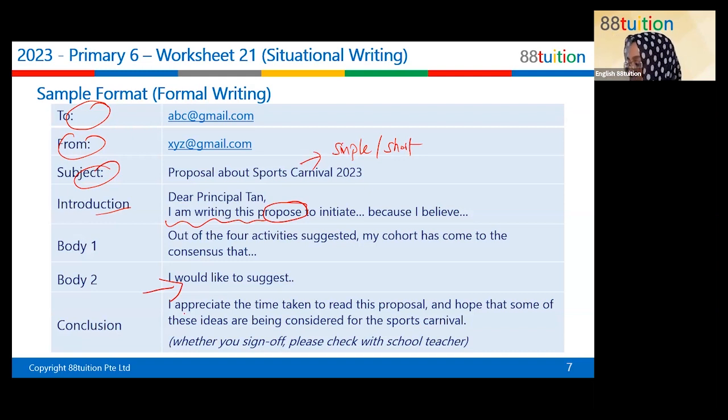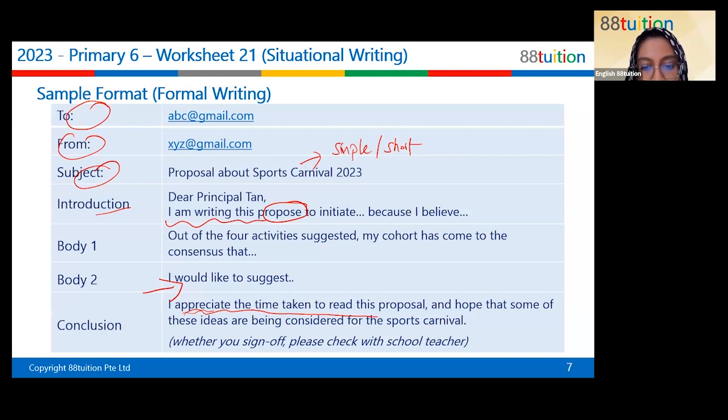And then conclusion, always have this be very polite. I appreciate the time taken to read this letter or to read this proposal and hope that some of these ideas are being considered. So you sign off. Okay, so this will be the example for email. So far we've really covered letter and email.